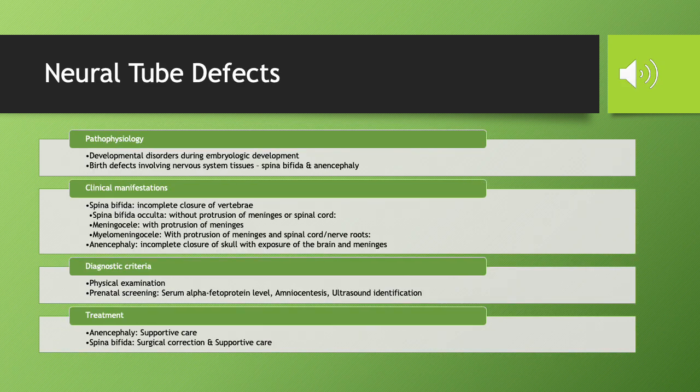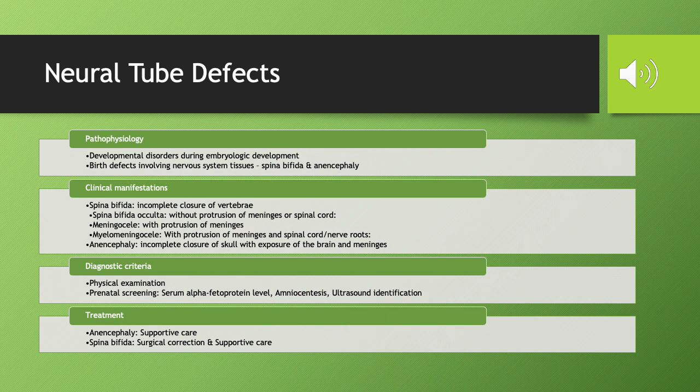Now we'll talk about neural tube defects, and this is generally a defect that happens during the development of a fetus, or it's called embryologic development. So it does affect the nervous system, and particularly the tissues that are in development in this embryonic stage. And some of the manifestations that we see is spina bifida or anencephaly. So spina bifida is generally the incomplete closure of the vertebrae, whereas anencephaly is incomplete closure of the skull.